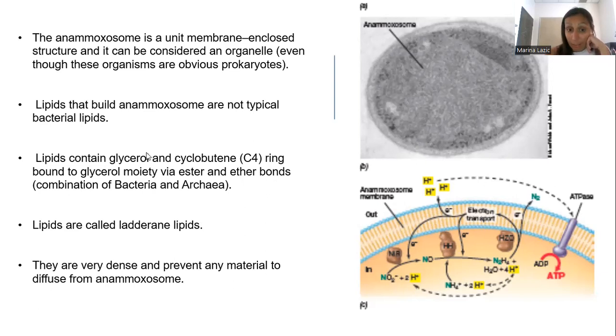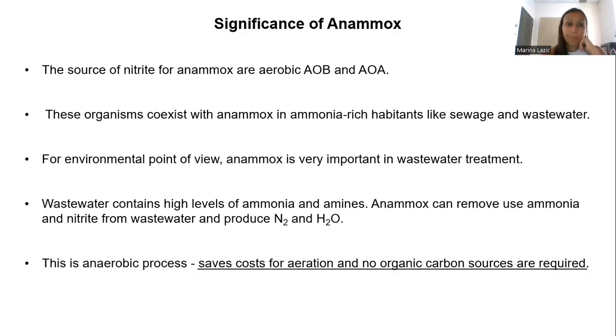They're called ladderane lipids, and they contain a glycerol moiety and a cyclobutane C4 ring. Unlike bacteria and archaea, which contain fatty acids attached to the glycerol, this C4 ring is attached to the glycerol moiety via an ester and an ether bond. So it's a combination of bacterial and archaeal features. Remember that bacteria evolved ester bonds while archaea have ether bonds in lipids. These organisms have a combination. So ladderane lipids are very important to know as a unique structure.